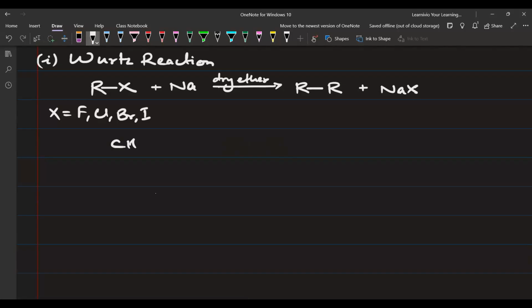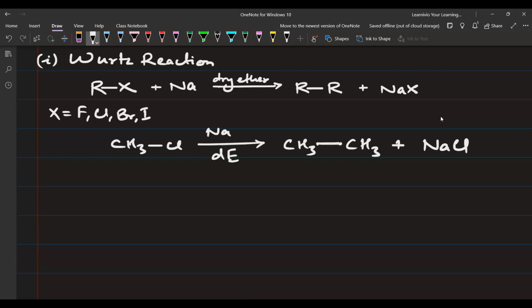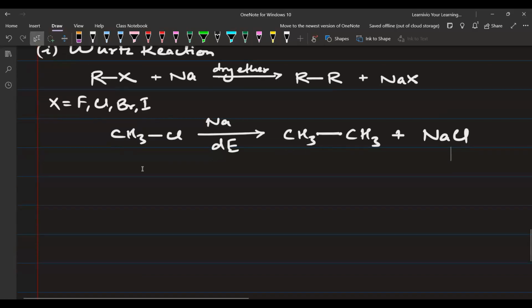For example, you have CH3Cl in the presence of sodium and dry ether. What do you have to do? CH3 has chlorine, so make a radical. Make a radical of the other CH3 also, and just bond them. CH3-CH3, that is ethane, plus NaCl. NaCl is not going to be important. The organic portions are going to be important. Organic reactant and organic product are going to be important. Make sense? Yes or no? Please tell me, guys. Is it making sense?